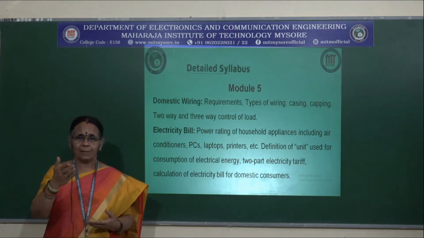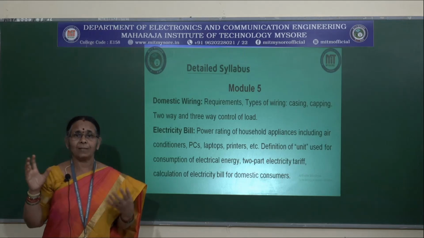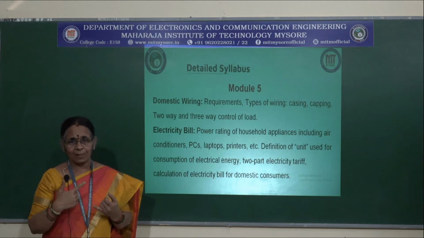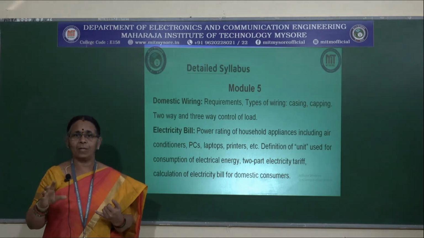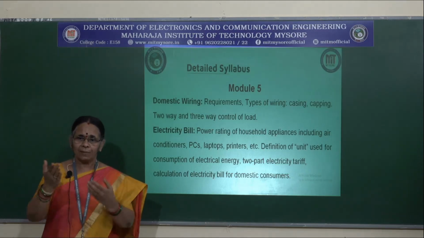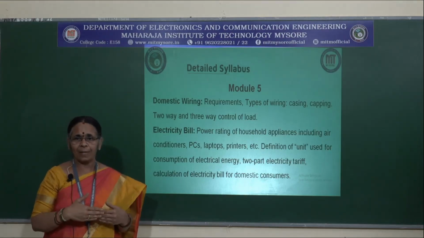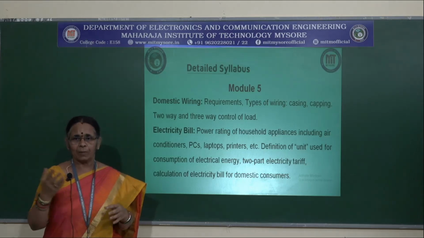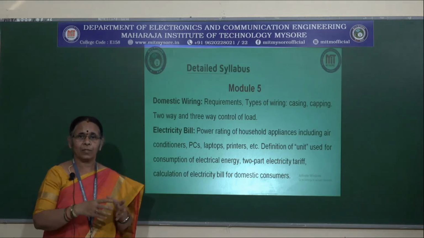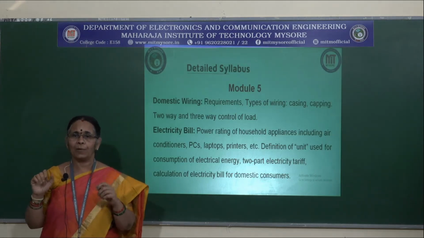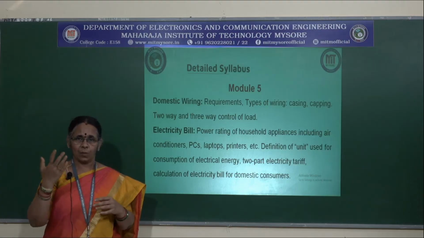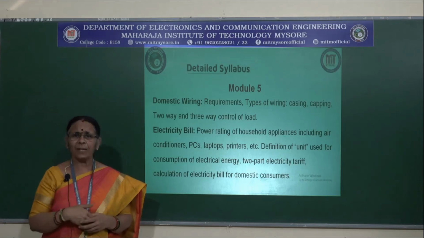So for that, the different types of wiring in domestic wiring that you need to know: what is the requirement for a particular house to be wired and what type of wiring we have to do. Then different types of wiring that are available in the current trend, like casing capping and concealed wiring. You also have to study 2-way and 3-way control of a single lamp, how it can be controlled by 2 or 3 different switches, which you are already doing.